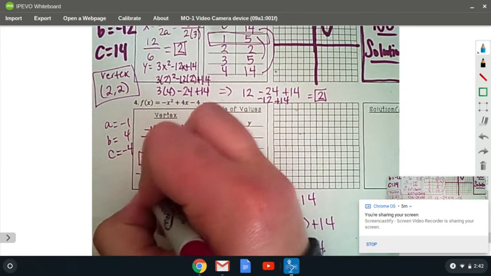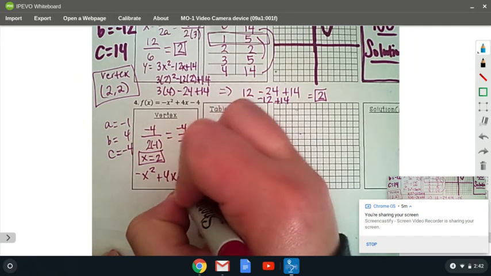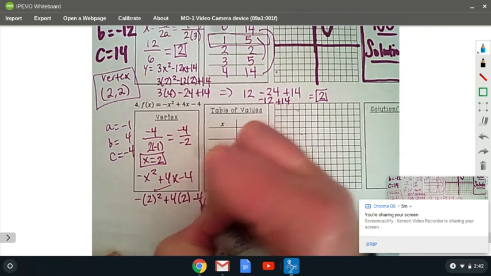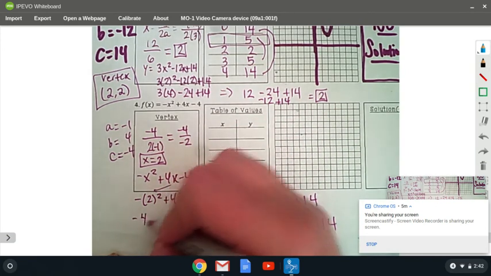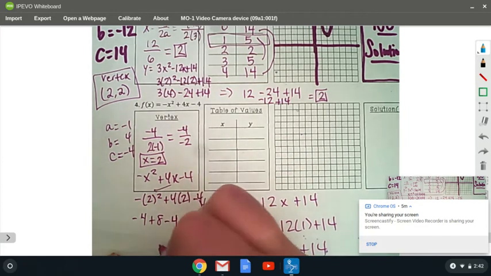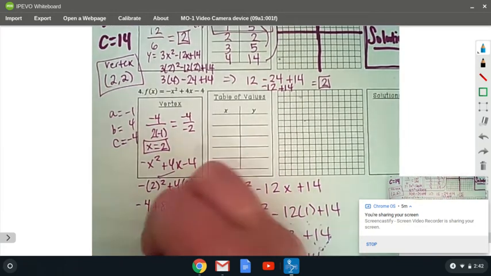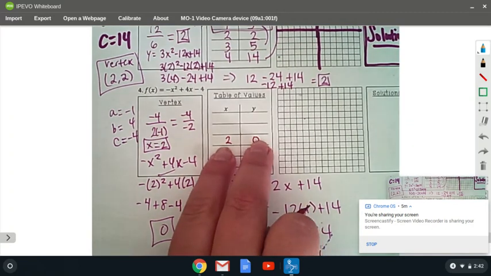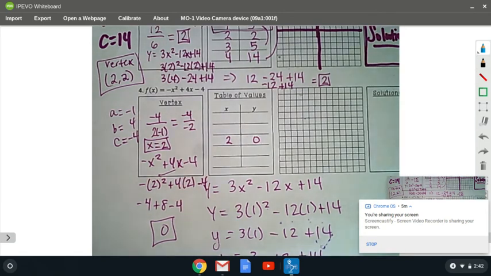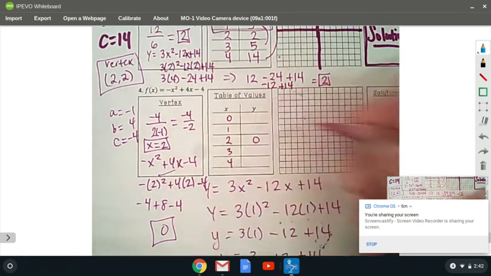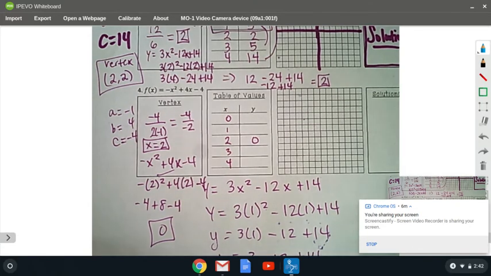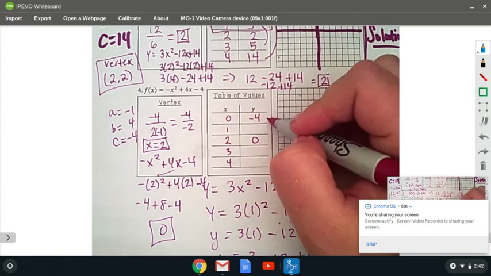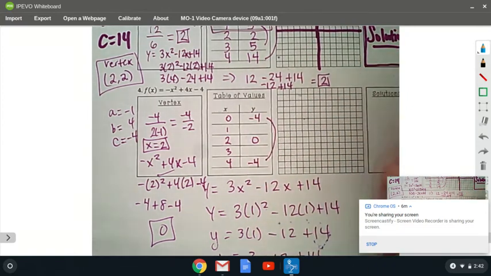So then if I plug in a 2 to this equation, plug in a 2 here, I get -4 plus 8 minus 4. That's going to give me 0. So my vertex is 2, 0. So I'm putting that in the middle of my table of values. Okay. I'm going to go down and up. Okay. My y-intercept here is -4. So next to x is 0, I can put a -4. That should be mirroring with this point.